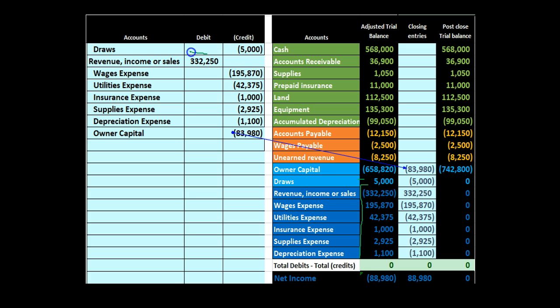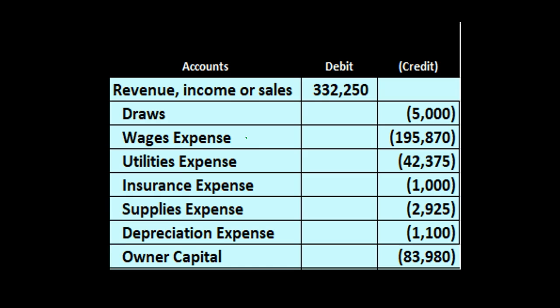All of this made it go up by 88,980. And then we recorded the draws, which was the final component, which brings the capital account down by the 5,000. That's how we get this 83,980. So this is going to be the final journal entry where we could rearrange it.